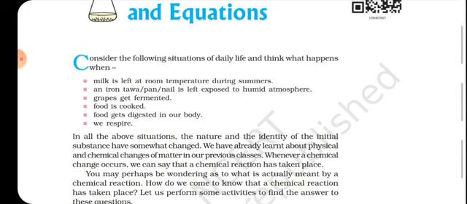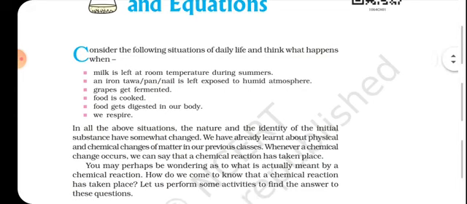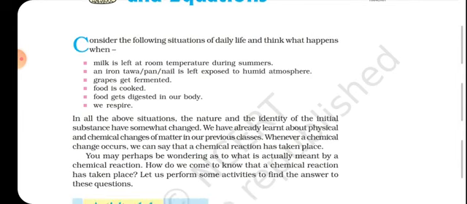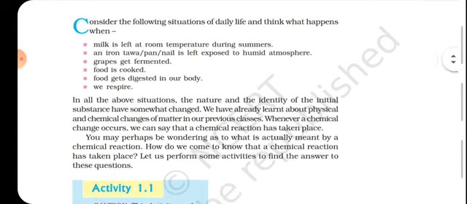An iron tawa, pan or nail left exposed to the humid atmosphere can change its color or can also be rusted. Grapes get fermented, as we have talked about the fermentation process. The alcohol is produced by the fermentation of the grapes when the yeast acts on it. Food is cooked, and food gets digested in our body with the help of hydrochloric acid, and respiration.